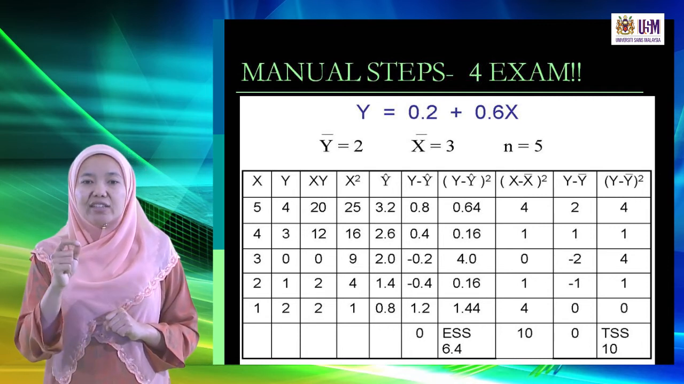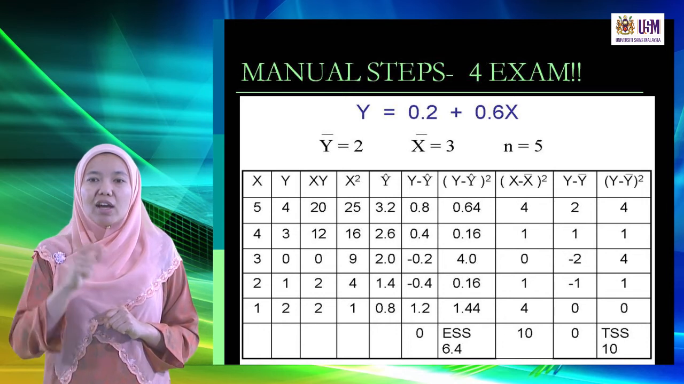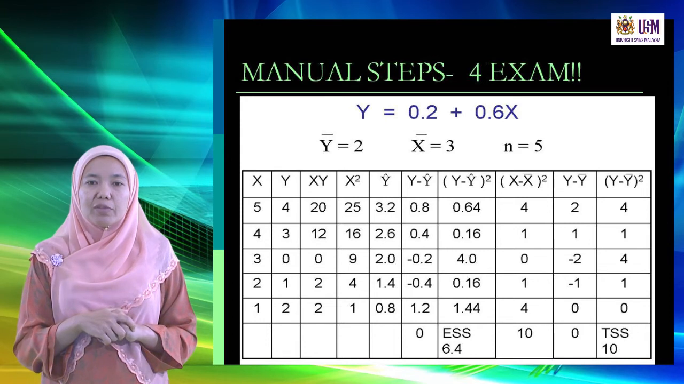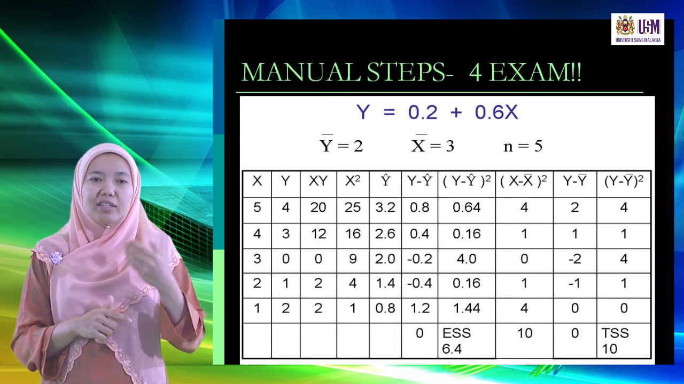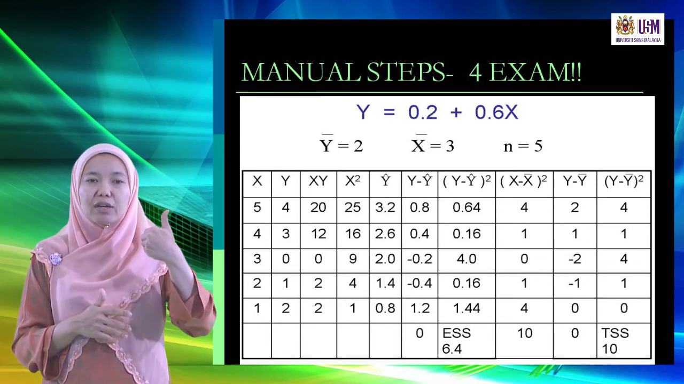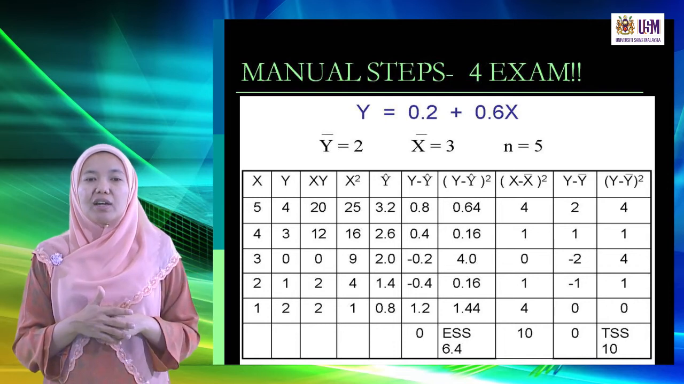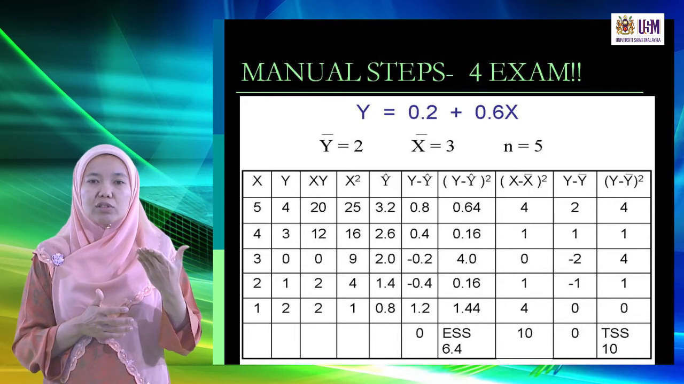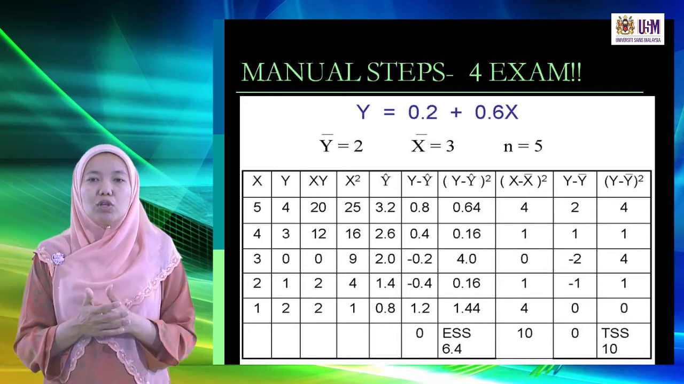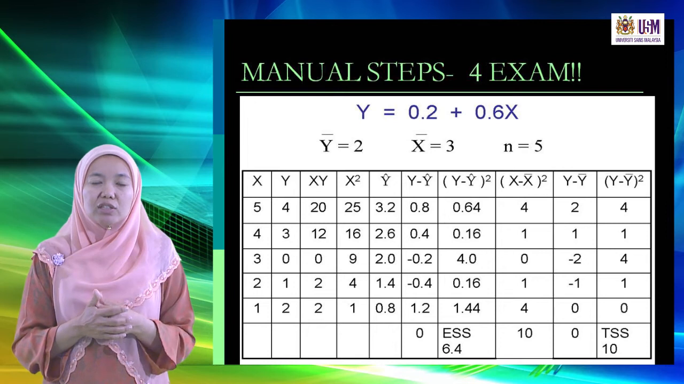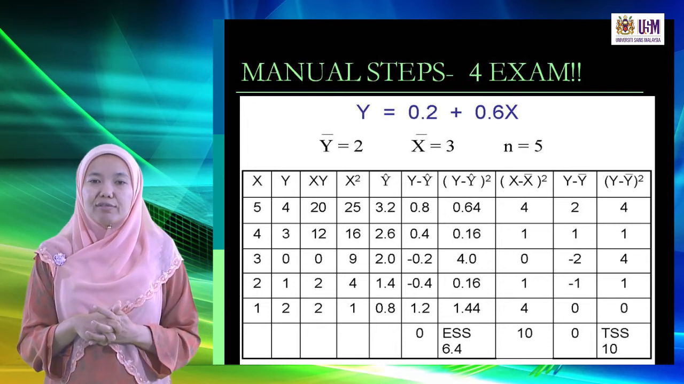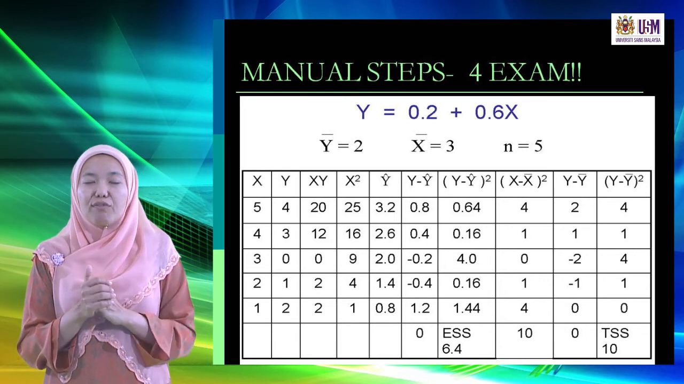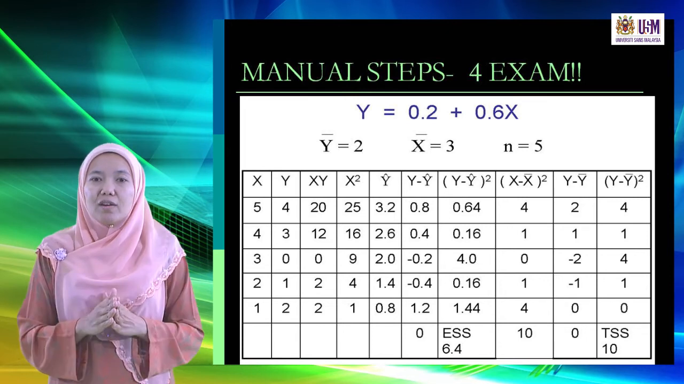Then y estimated, based on the equation you have on top there, and you do the same for the other columns. Y bar is simply adding up all the y divided by 5. X bar is adding up all the x divided by 5. So you get x bar equals 3, y bar equals 2, and the number of observations n is 5, because you have 5 pairs of x and y.